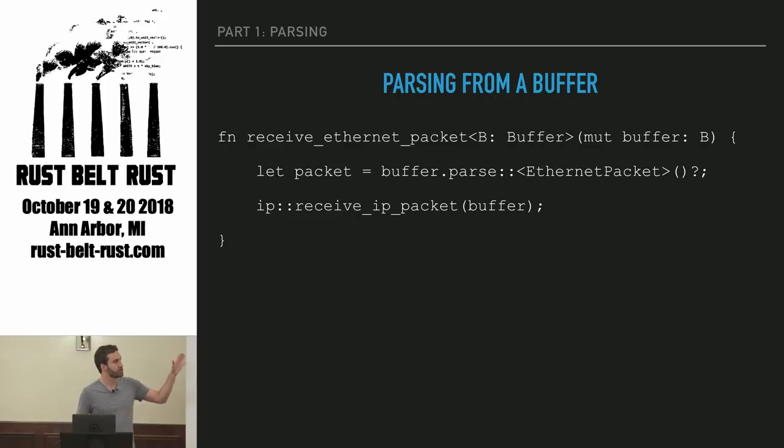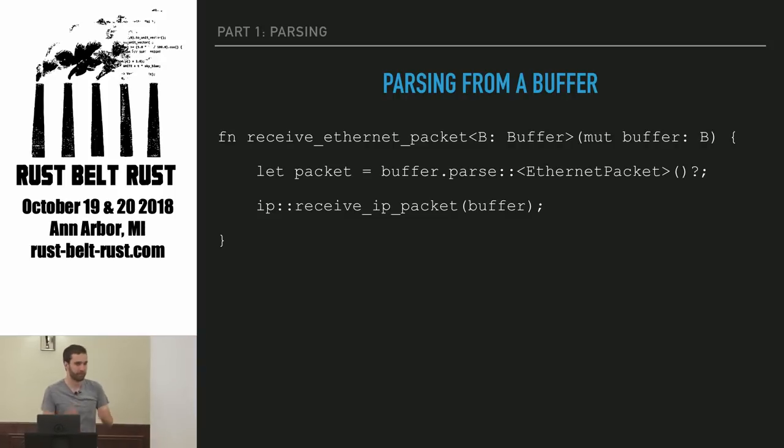This is obviously a little pseudocode-ish, because I would want to do more things if I received an Ethernet packet, but this really is the core of it. The buffer has a parse method, and you literally say, here is a type of a packet, please parse it for me, done. And so you get a packet object back here, and then you might operate on it, and then you drop it, and then you pass that buffer.